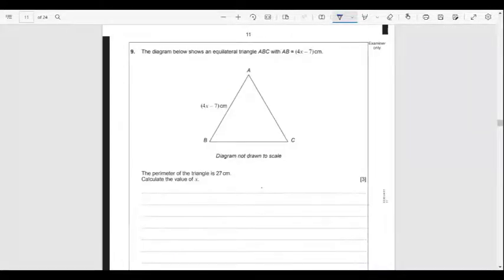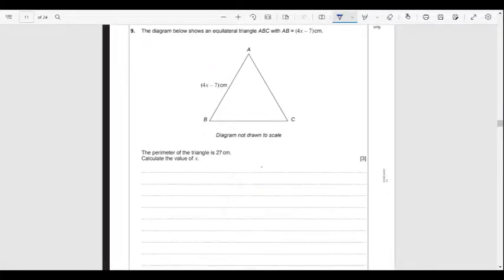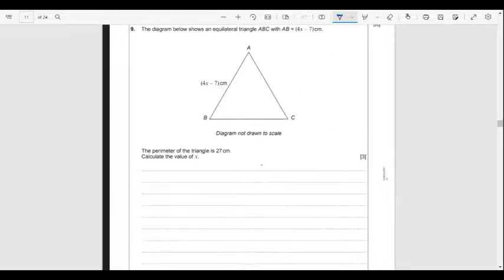Okay, here we are, question 9 then. So the diagram below shows an equilateral triangle ABC where AB is equal to 4x take away 7. Okay. And in the question, we're told the perimeter of the triangle is 27 centimeters. So we need to calculate the value of x. Well, first of all, we know that perimeter equals sum of all sides.